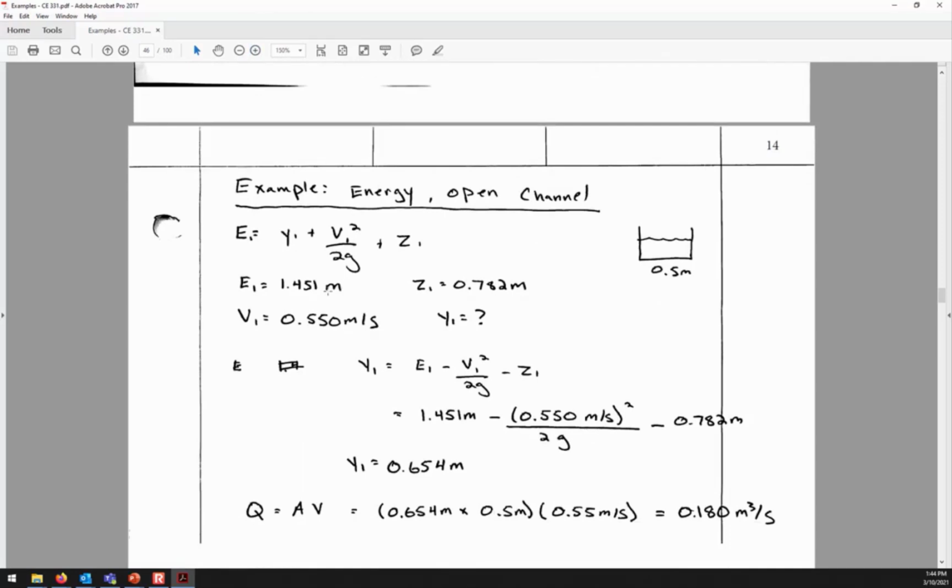Okay. So we know E, the Z, velocity, just rearranging the equation for y1 means that it's 0.654 meters is the depth, if that's how much energy we have. And then once we have the depth, we can find the flow rate by multiplying the average velocity by the cross-sectional area. And the channel, remember, is 0.5 meters wide, so it's the depth times the width that gives us the cross-sectional area, then multiplying that by the velocity is where we get Q.